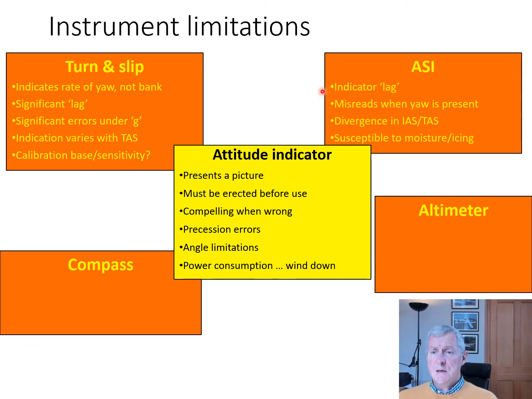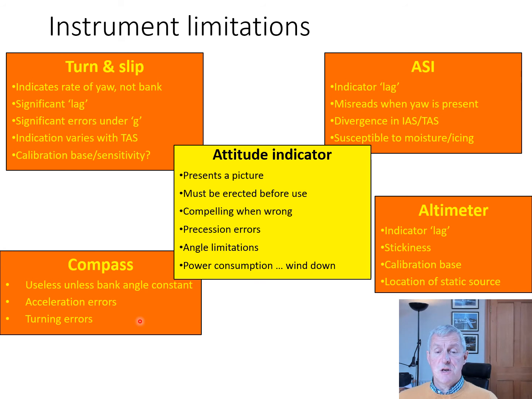The airspeed indicator, again, has a lot of lag, so it doesn't really give us the correct indication of pitch that we are trying to use it for if we're flying with a turn and slip. It can misread if yaw is present. We've got the problem of the difference between indicated airspeed and true airspeed, and it's very susceptible to moisture or icing. The altimeter has indicator lag. It can be sticky. We've got an issue of how it's calibrated, and the static source can make a difference, particularly if it gets iced up.